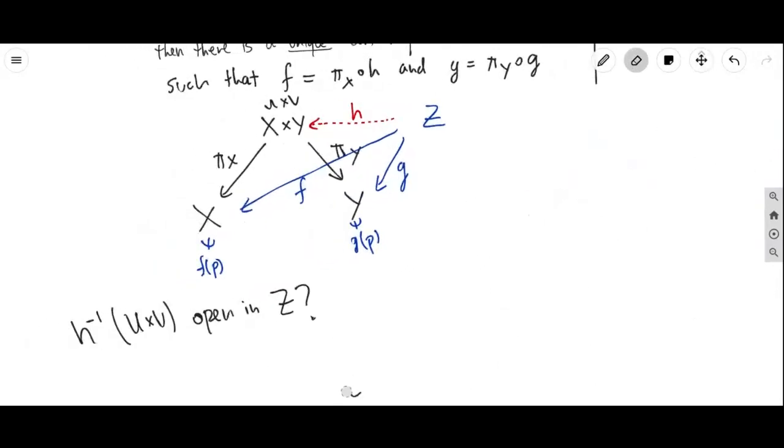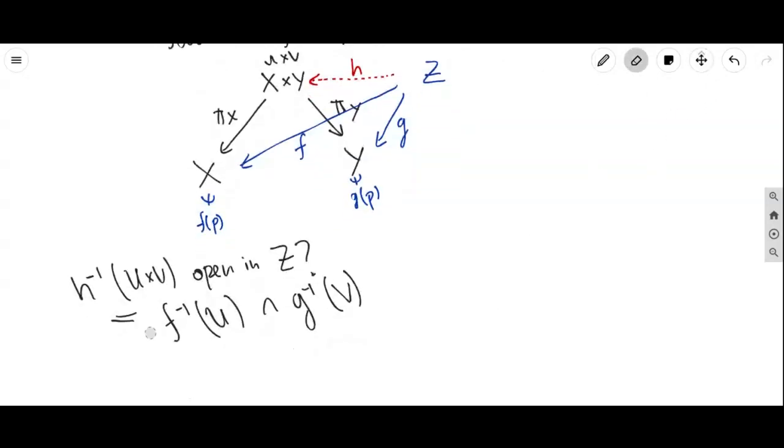Well, here's what happens. When you pull back that open set, the way h is defined, this coordinate goes to f of p. It's just better for me to write it out. This is equal to f inverse of U intersect g inverse of V. That's what it has to be equal to, because the way this map h is defined, the first coordinate is going by f, and the second coordinate is going by g. So if you want the first coordinate to end up in U, that's the pullback of f, and if you want the second coordinate to end up in here, it's the pullback of g. So h inverse of this is equal to that.